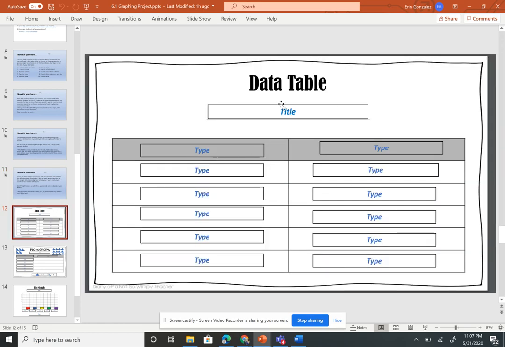So here, the title is going to be, again, what you were looking into. Here, this side here is going to be the questions that you had. So my category here would be favorite ice cream. And then I would have my 5 choices: vanilla, chocolate, strawberry, cookies and cream, and other. This over here would be the number of people. And then I would have my tally chart or my data here.